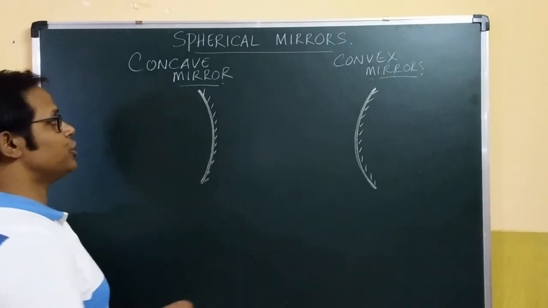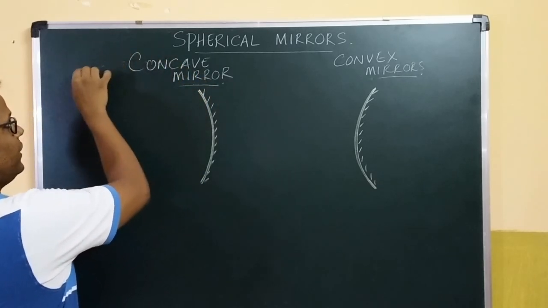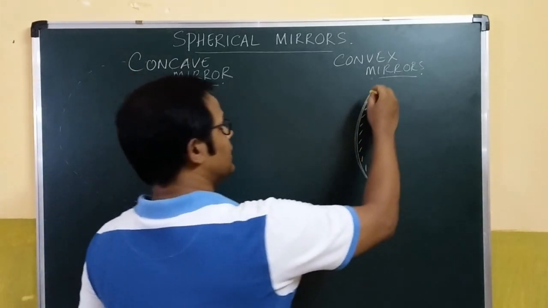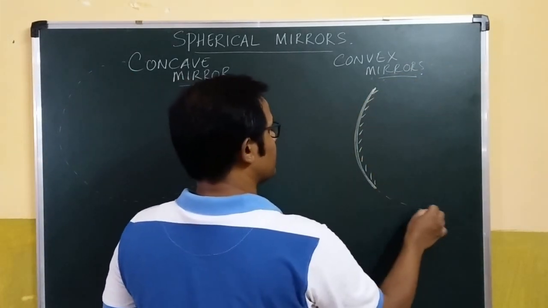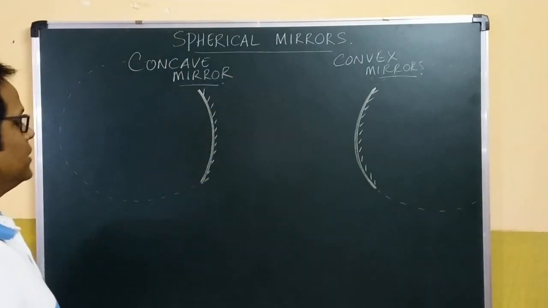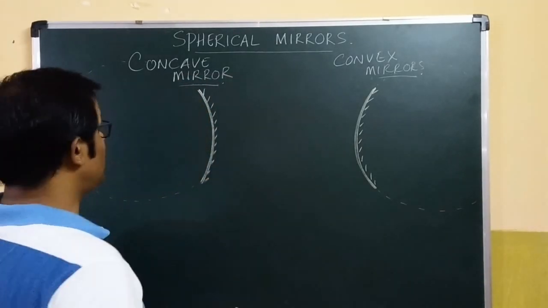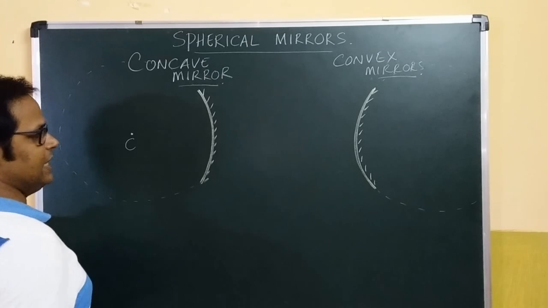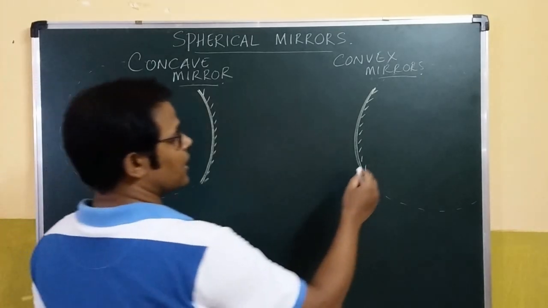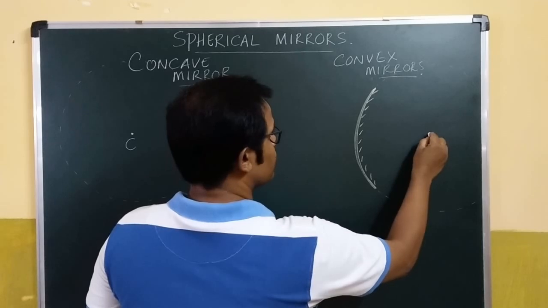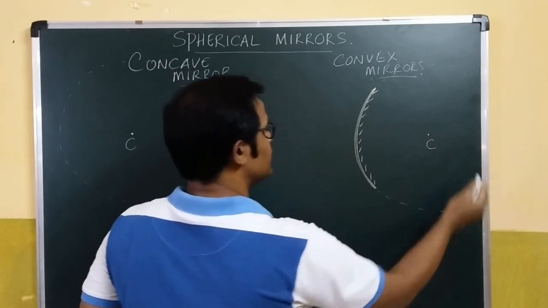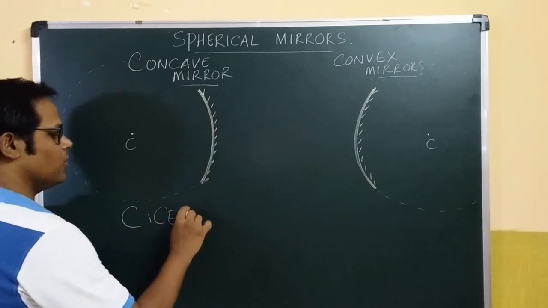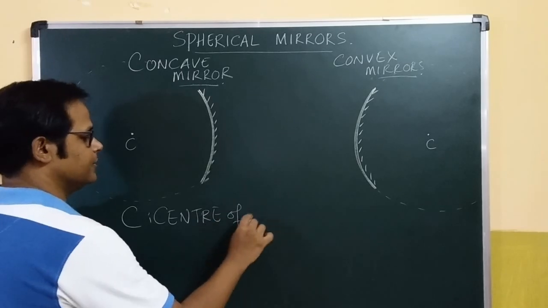So they can be imagined to be part of a large hollow sphere, as I already showed you with a visual demo. In this case also you can see that it can be imagined to be part of a large hollow sphere. So this imaginary sphere will have a center of its own. This is called by the term C. In the concave case, C is to the left side, and in the convex case you can see the center of curvature of the hollow sphere is lying to the right hand side. So let me write it down here. C stands for center of curvature.